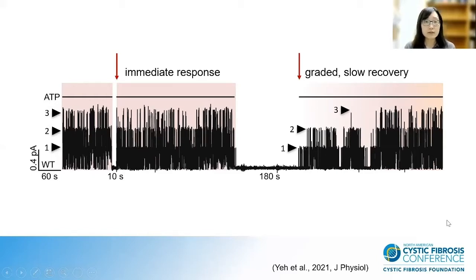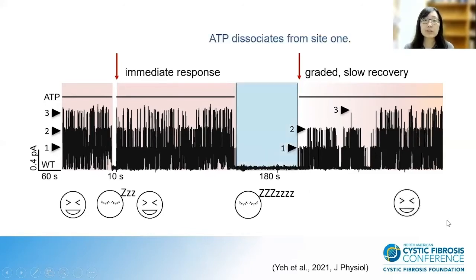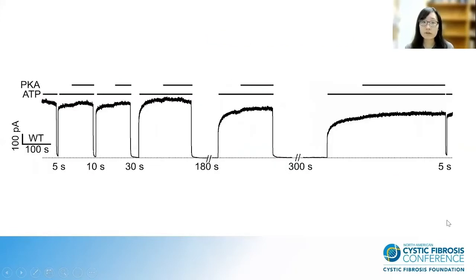It is as if the channels can take a short nap and get right back to work. But when the channel sleeps for too long, it has a harder time waking up. So simply put, CFTR does not like to be in this condition long enough for its ATP to dissociate from the degenerate site. And this problem with slow recovery is even more obvious with macroscopic currents.